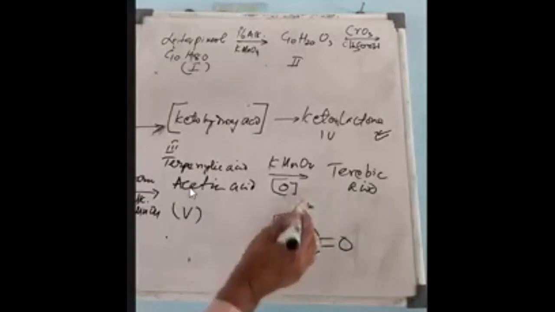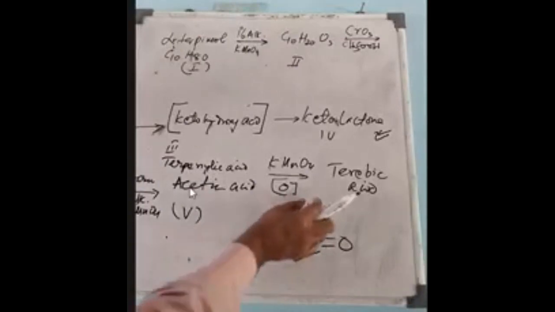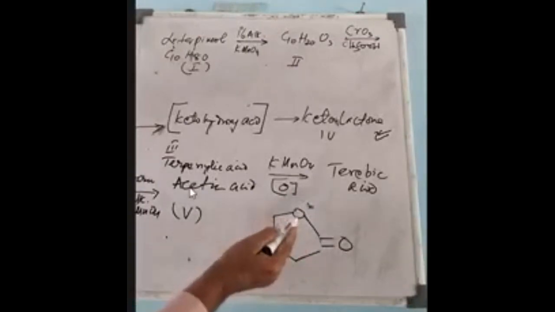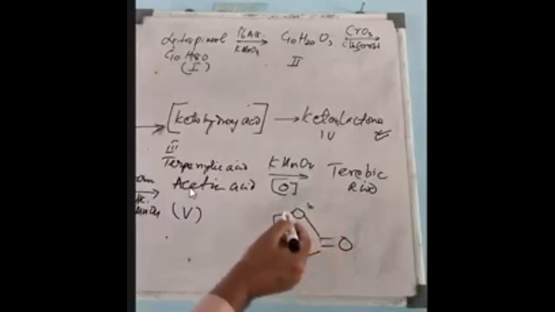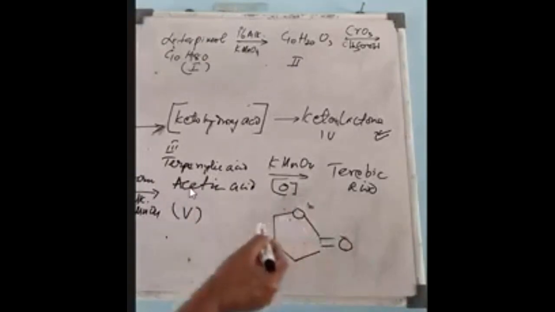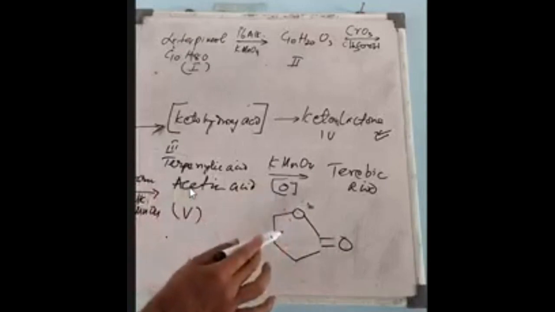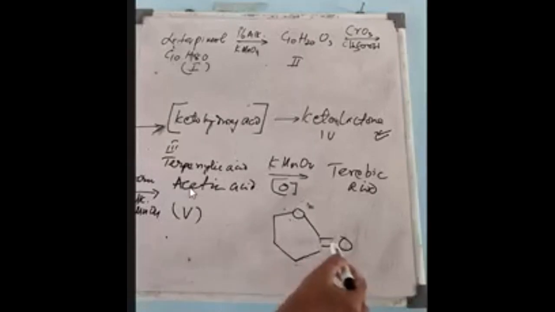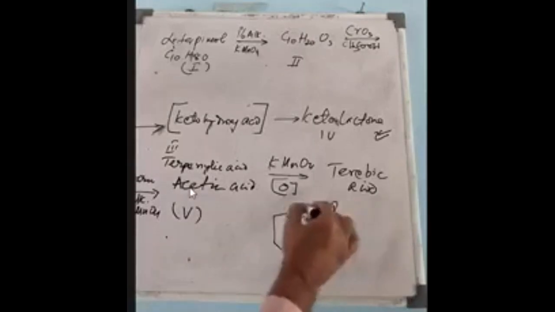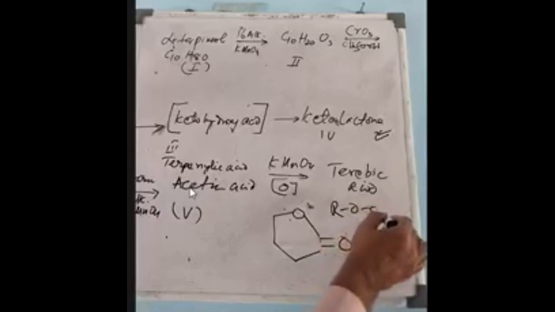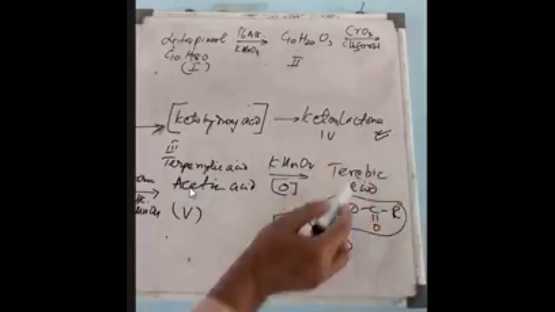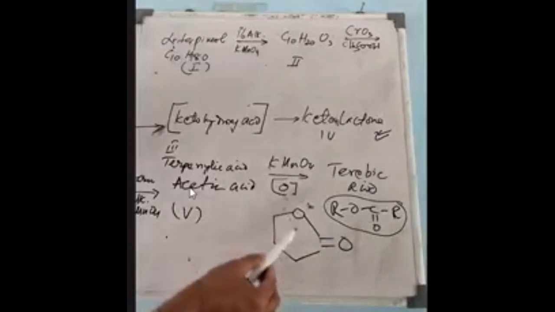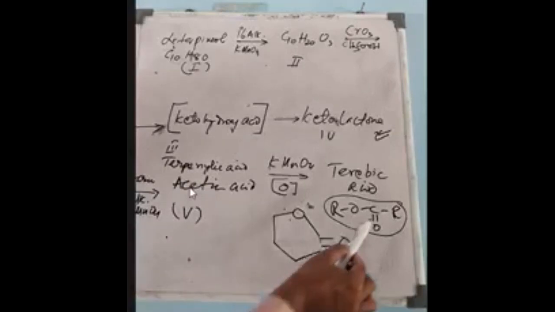How can you define a lactone? Lactones are compounds in which a carbonyl group is attached to an oxygen, and this group forms a part of a ring. That is the lactone. Here R, O, C double bond, here again R: this is the general formula of esters. So we say lactones are olides. Lactones are also known as olides. Olides are lactones; they correspond to this formula.